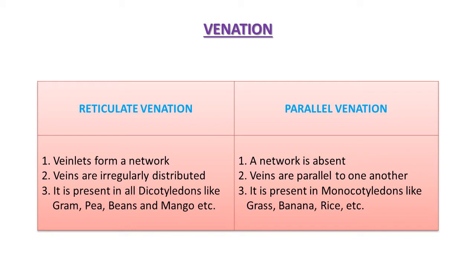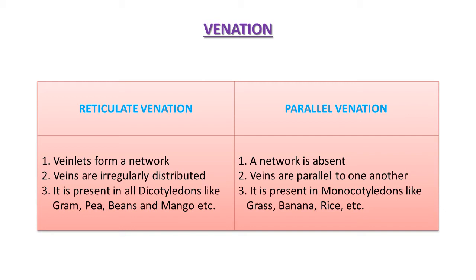Reticulate venation and parallel venation, if we try to compare both, the first point is that in reticulate venation, veins form a network, but in parallel venation such a network is absent. This is the main difference between reticulate and parallel venation. In reticulate venation, veins are irregularly distributed, but in parallel venation, as the name suggests, veins are arranged parallel to one another.